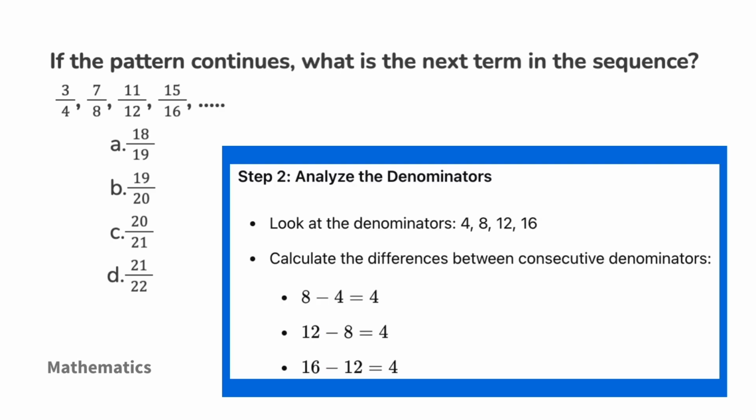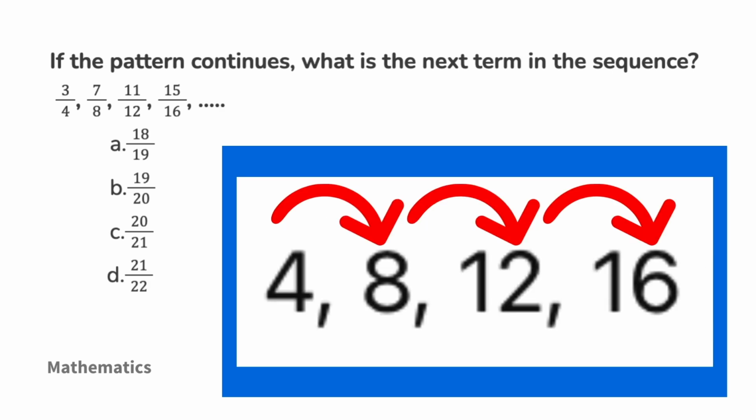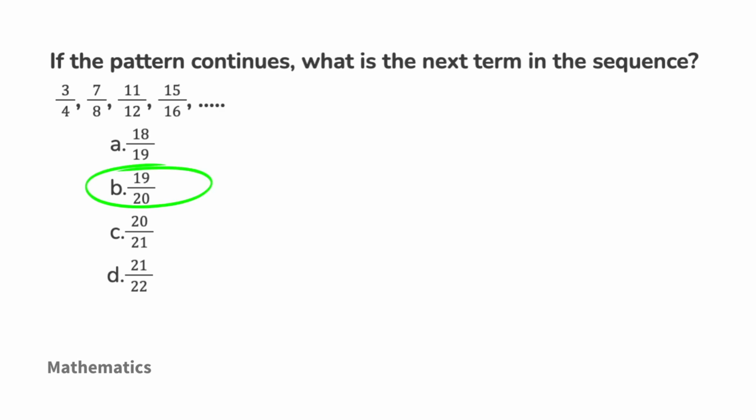So now it's time to analyze the bottom part called the denominators. Let's look at the denominators 4, 8, 12, and 16. Calculate the differences between these consecutive denominators. And again, we notice that these increase by 4 each time. Now we've found the pattern and we can recognize that the next term in the sequence will be 19 over 20. Is that what you got too? Great. All right, let's keep it moving.